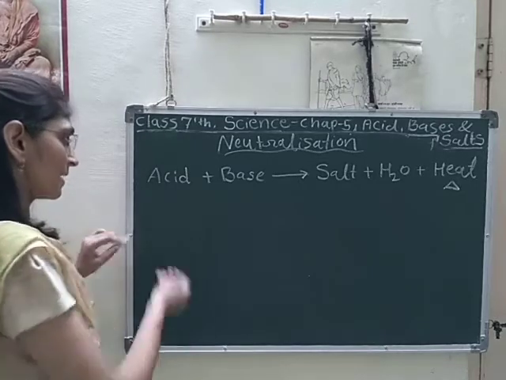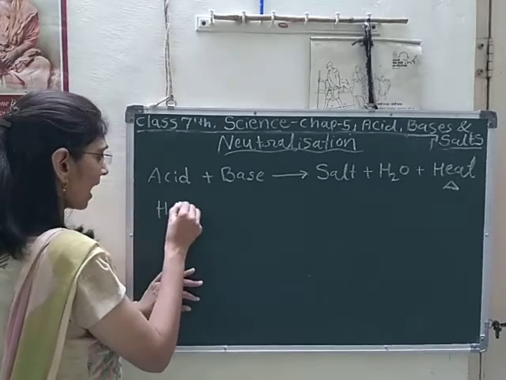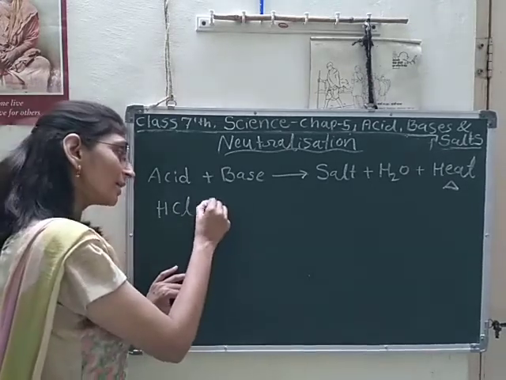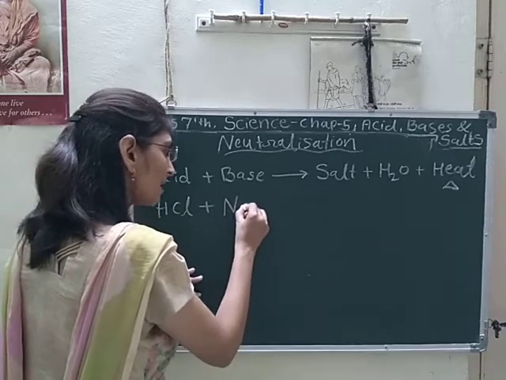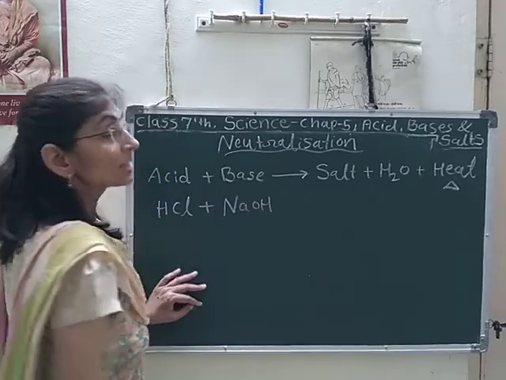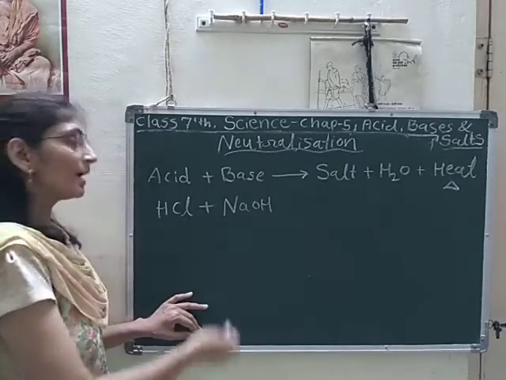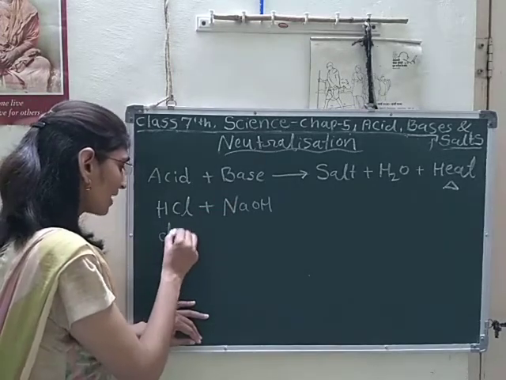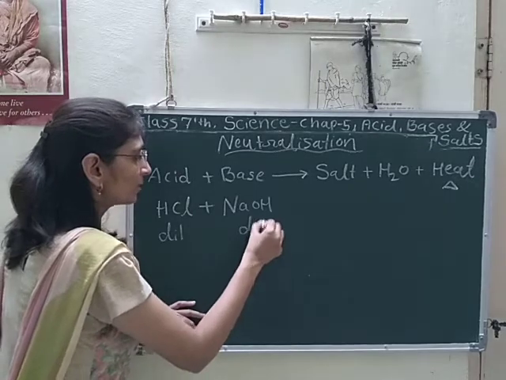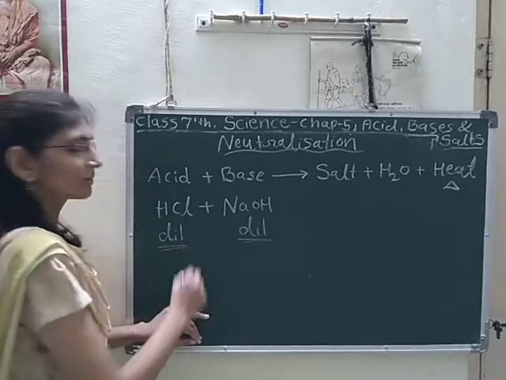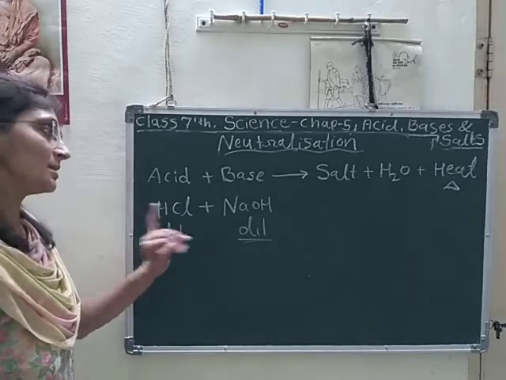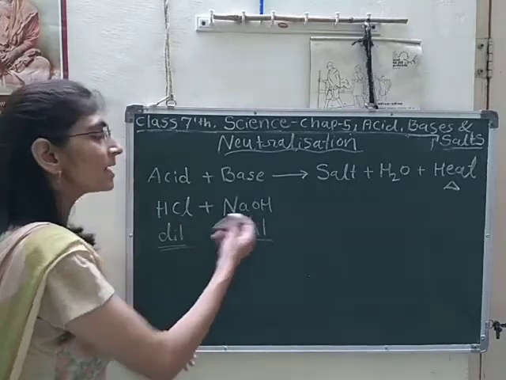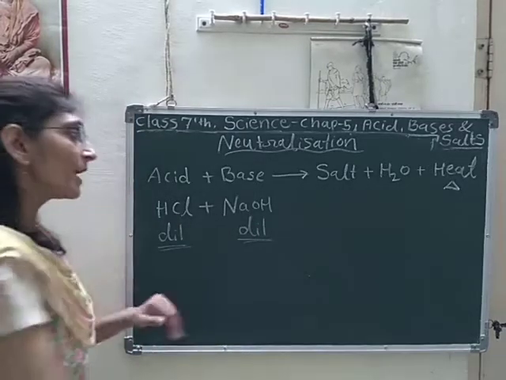We will see it through an example. Here I will take HCl, that is hydrochloric acid, which is present in the stomach. We will discuss it also. Again, one well-known base, NaOH. But what is the condition? Can we react it in concentrated form? No. We have to react it in diluted form, it is a very important concept. So when dilute HCl and dilute NaOH, or sodium hydroxide, this is acid and this is base, react with each other, what will happen?